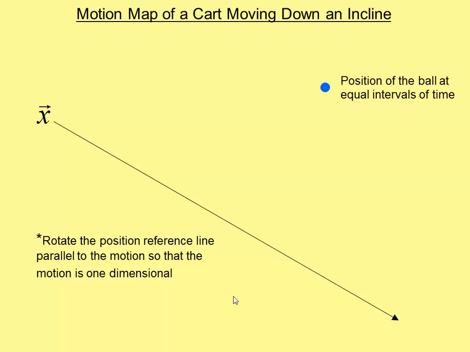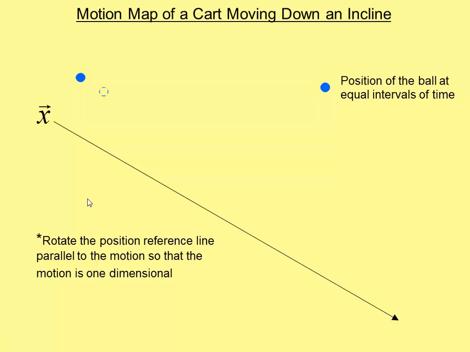Now, if you remember, motion maps have dots. And those dots represent the position of the ball or the cart at equal intervals of time. So where does the cart start? Well, the cart starts at 0. And on a motion map, 0 is right above the tail of the arrow. Now, realize everything is tilted here, so I'm not going to put it straight up. I'm going to put it at an angle. Right? That's 0.